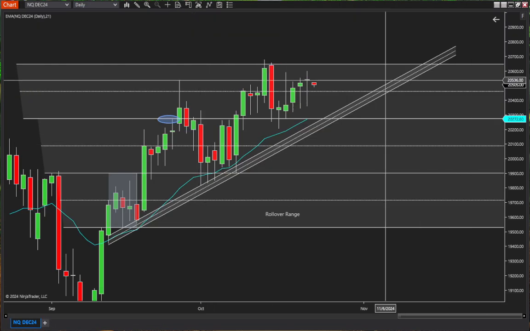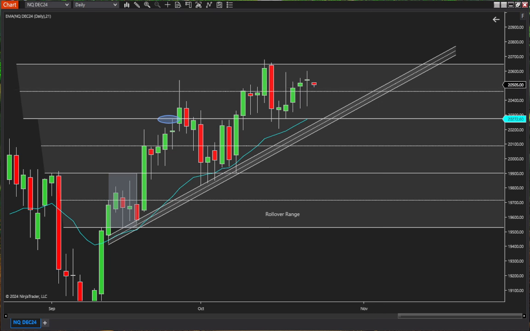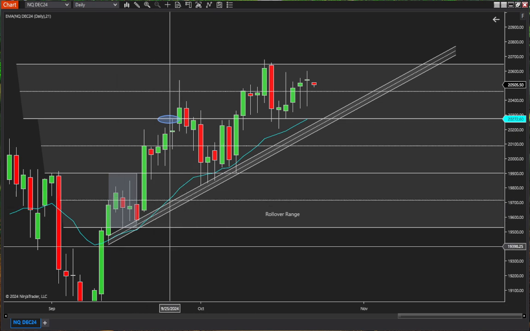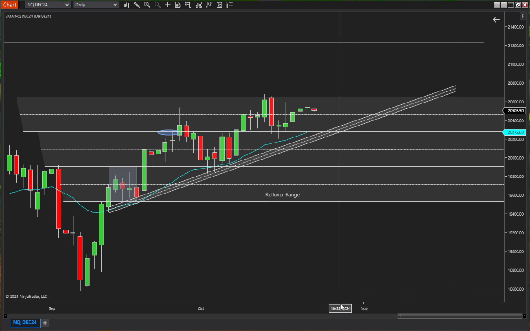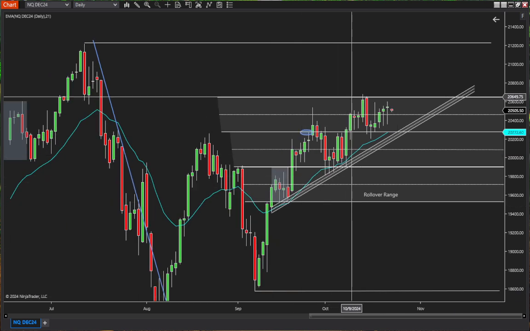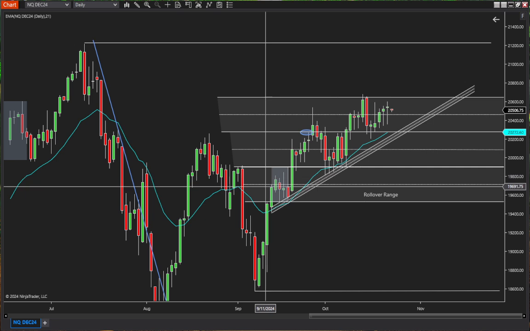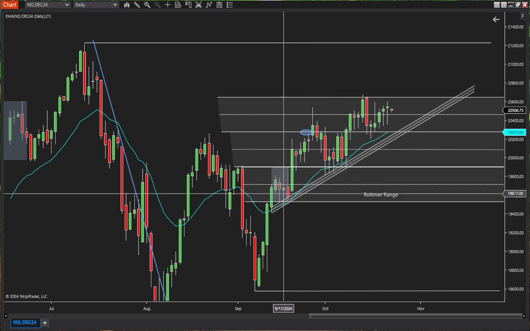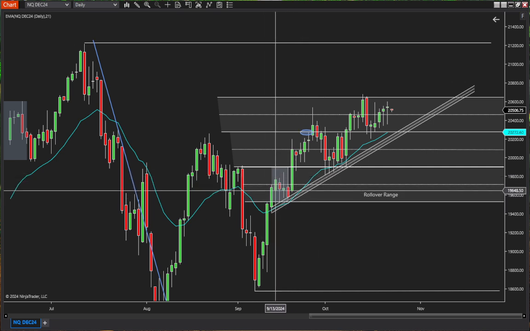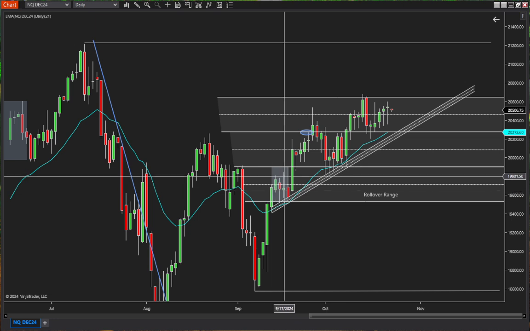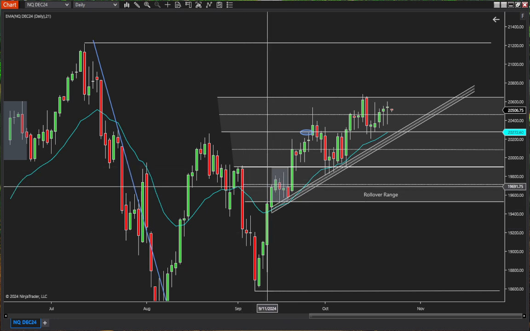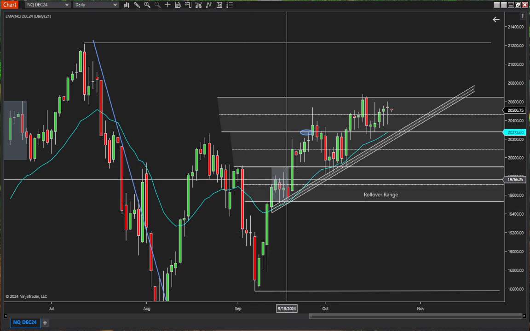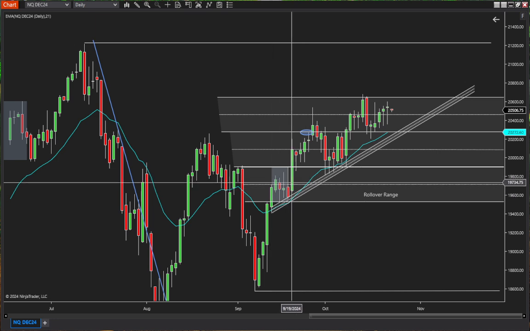Obviously, starting with a higher time frame prevents me from entering trades against larger higher time frame levels, which tend to be stronger, right? I've had this on my daily chart since the rollover. This gray box is the rollover range, and I say rollover range because I was following the open interest. Where did the majority of the contracts into the rollover occur? Where did the open interest occur?